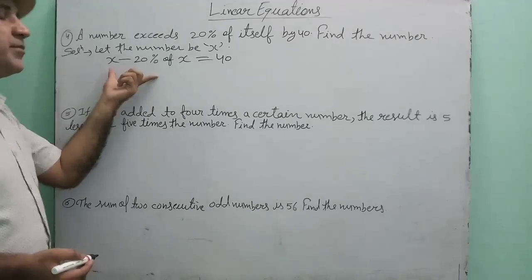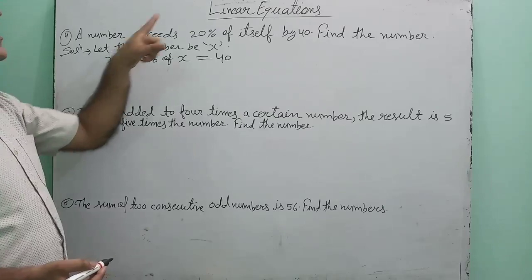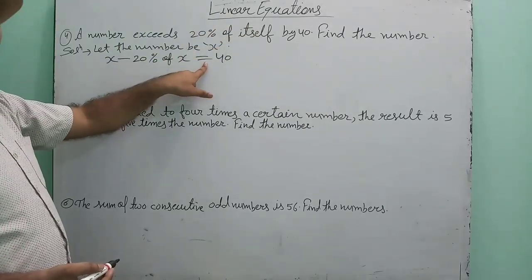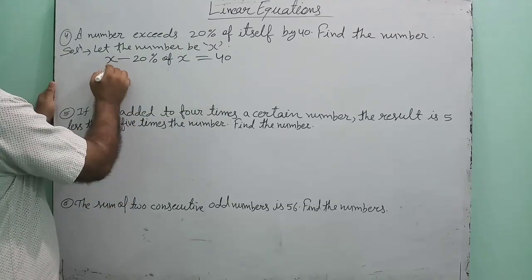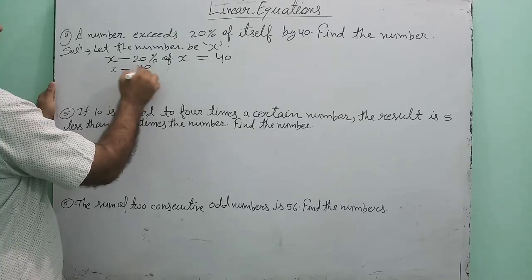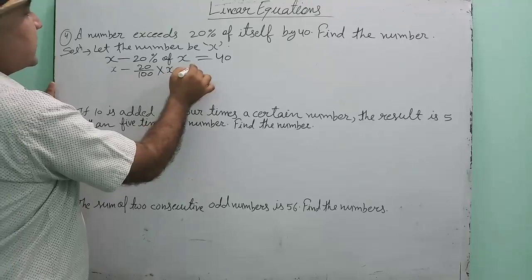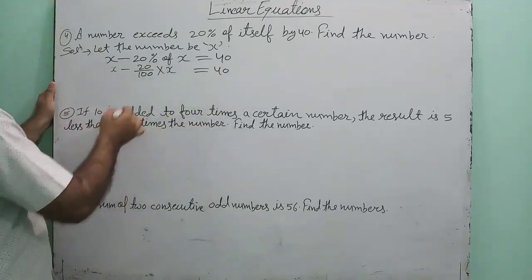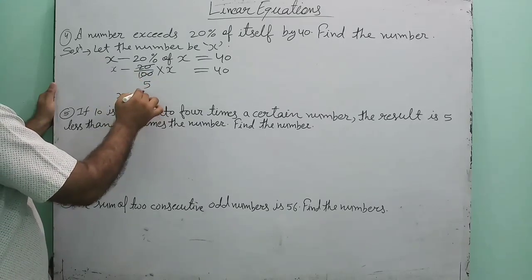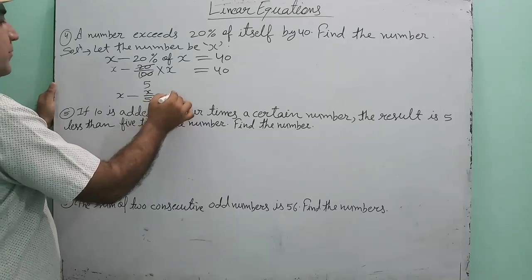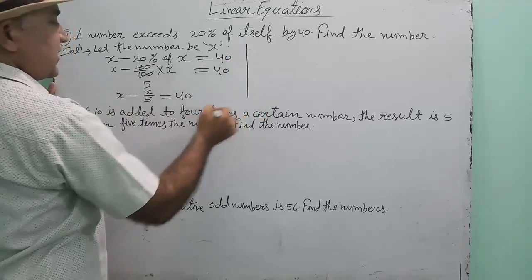Okay? And how to frame the equation? The easy technique is here. At the place of exceed, put minus. At the place of by, put equal. Is this clear? Now solve and get your answer. x minus 20%, which means 20 upon 100, of means into x, is equal to 40. Dividing 20 and 100 by 5, we get x minus x by 5 is equal to 40. This is our equation. Now solve it and get your answer.